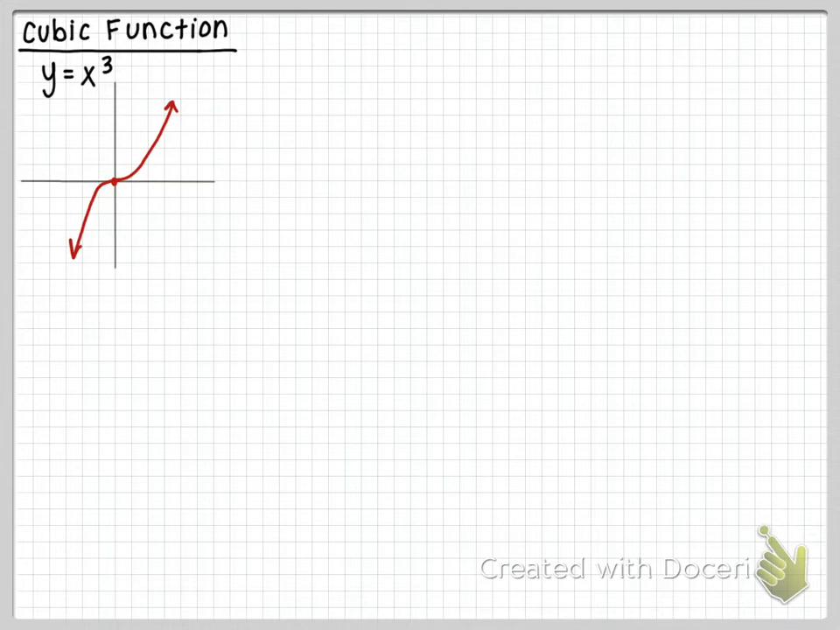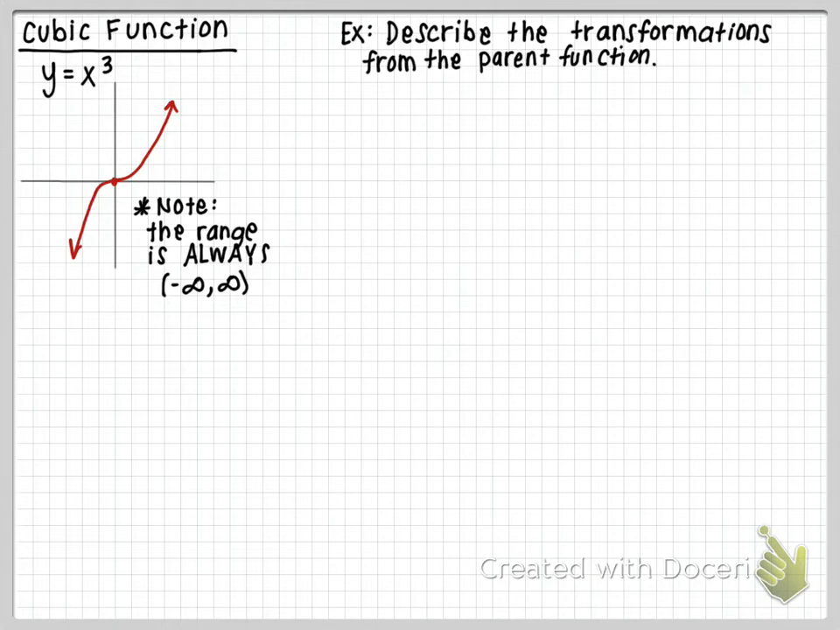Now, remember we're talking about range in this lesson too. So range here is always negative infinity to infinity. When you have a cubic function, 100% of the time, the range is negative infinity to infinity, okay? So that's cool. That makes it easy. So let's take a look at an example. Describe the transformations from the parent function. Remember, we start with the parent function. What's my parent function for a cubic? X cubed. So x cubed.